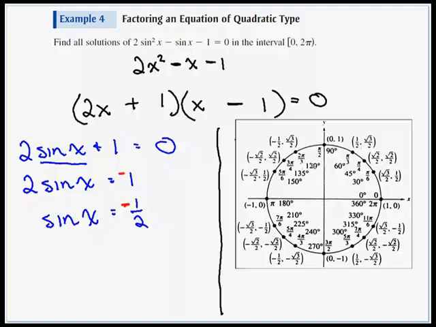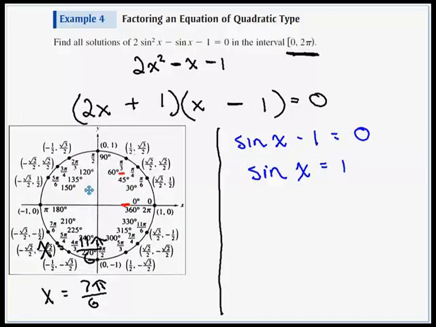Sine is our y coordinates, so we are going to be down here. So that occurs at 11/6 pi and 7/6 pi. Now, should we write the plus 2 pi in after it? We don't have to on this problem because it says find all the solutions on this given interval from 0 to 2 pi. And there's only these two solutions.